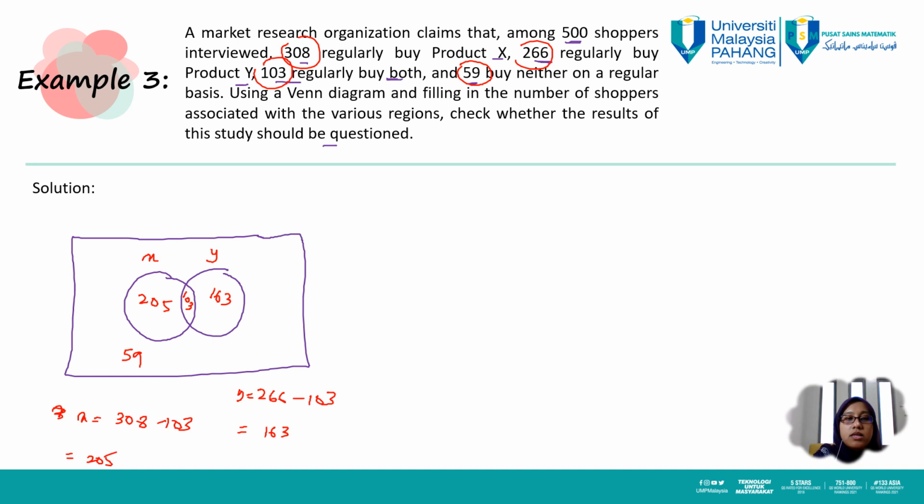So let's check whether all these values here are equal to 500 or not. That means 205 plus 103 plus 163 plus 59 is equal to 520. This one is not equal to the 500. So, should this example be questioned or not? Yes, it should be questioned. Why? Because the information given to us is not consistent when we transform it into a Venn diagram.